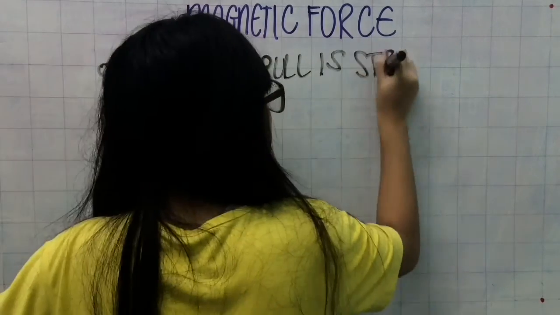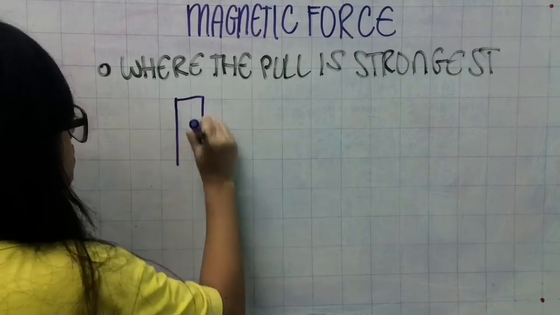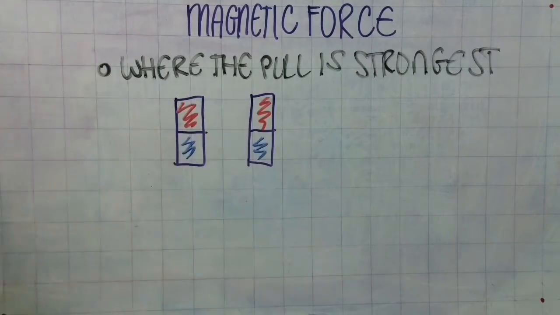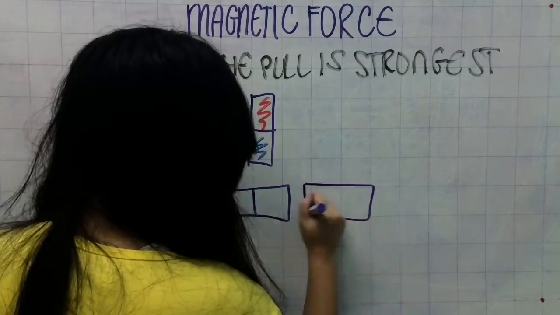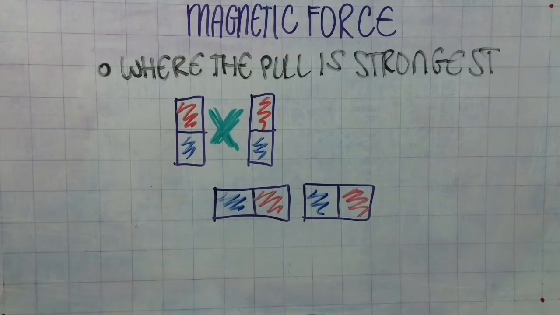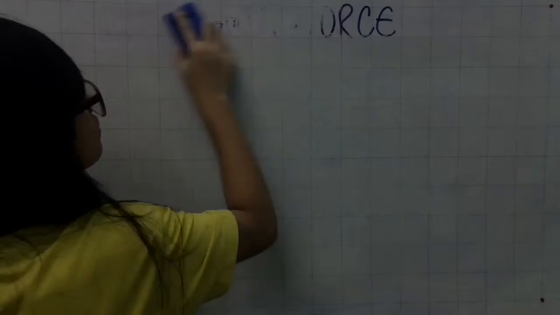The last reason is where the pole is strongest. The pole is usually strongest at the magnetic poles. When the magnets are aligned vertically like that, they won't be as strong as in the second diagram because they're not pointing at each other at the poles.